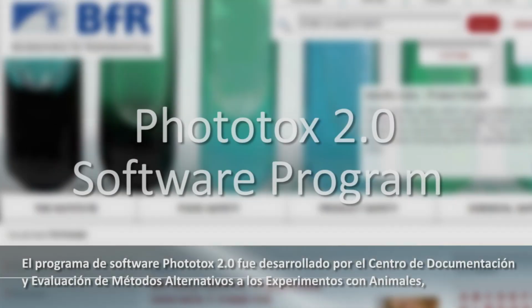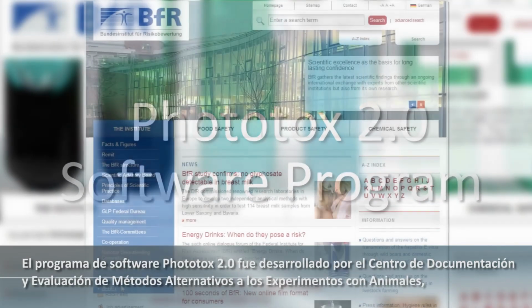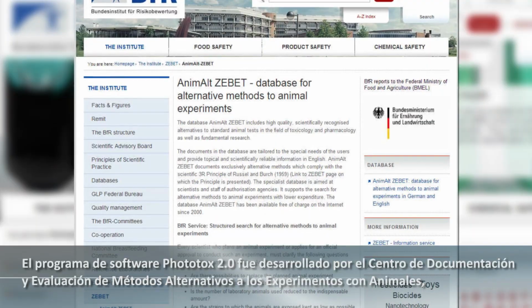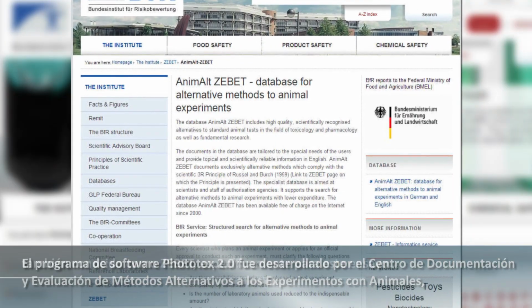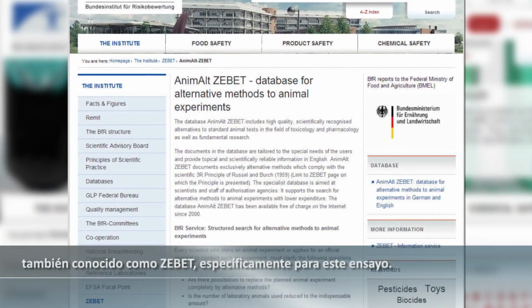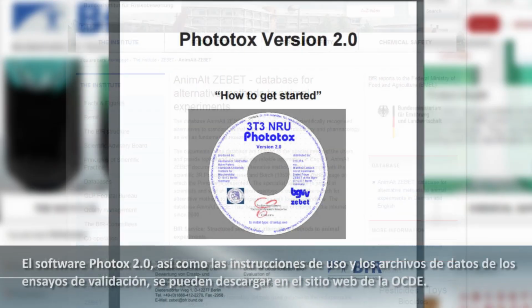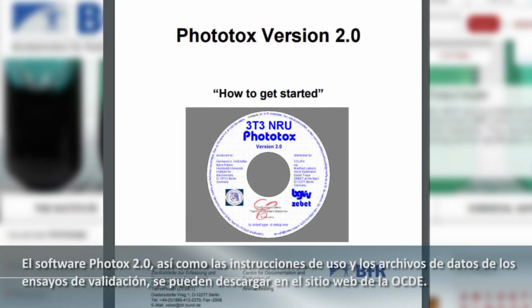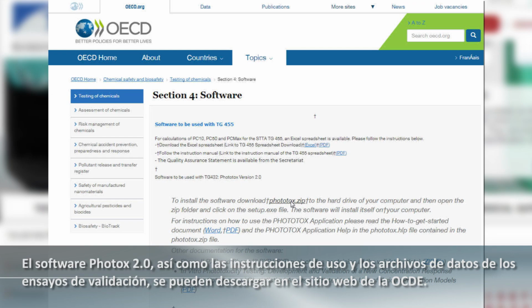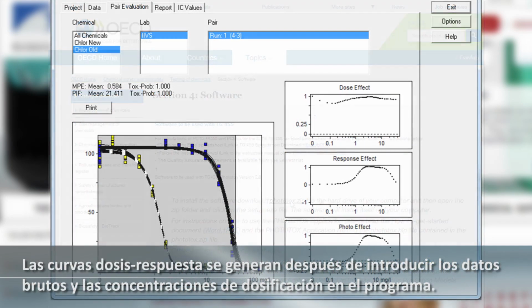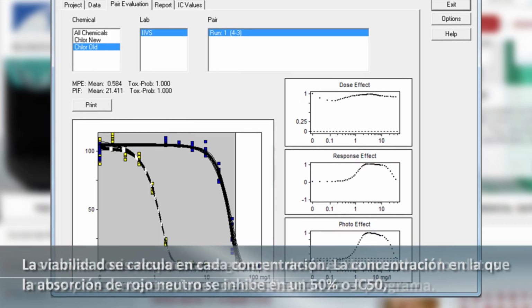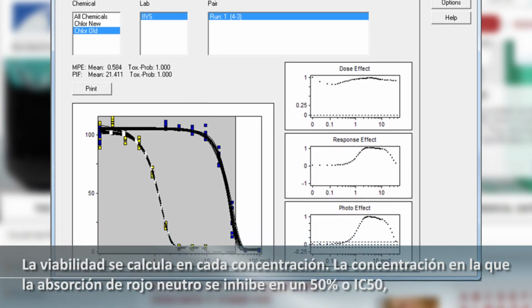The Phototox 2.0 software program was developed by the Center for Documentation and Evaluation of Alternative Methods to Animal Experiments, also known as ZBET, specifically for this assay. The software, as well as instructions for use and data files from the validation trials, can be downloaded at OECD's website. Dose response curves are generated after inputting raw data and dosing concentrations into the program. Viability is calculated at each concentration.